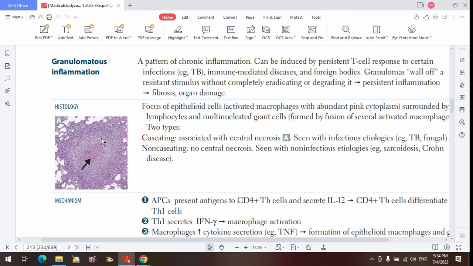So let's look at how it looks. You can see the central necrosis. You can see the surrounding layer. This is likely to be the macrophages. Then the ones at the outermost portion are the T lymphocytes.